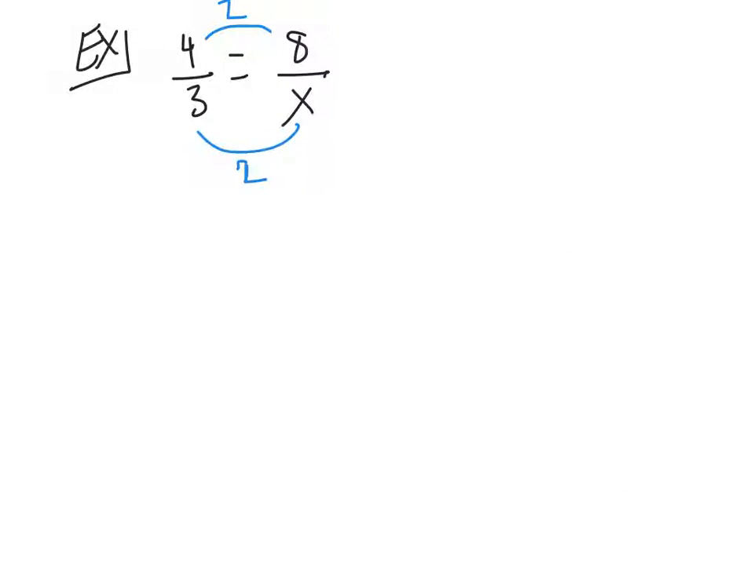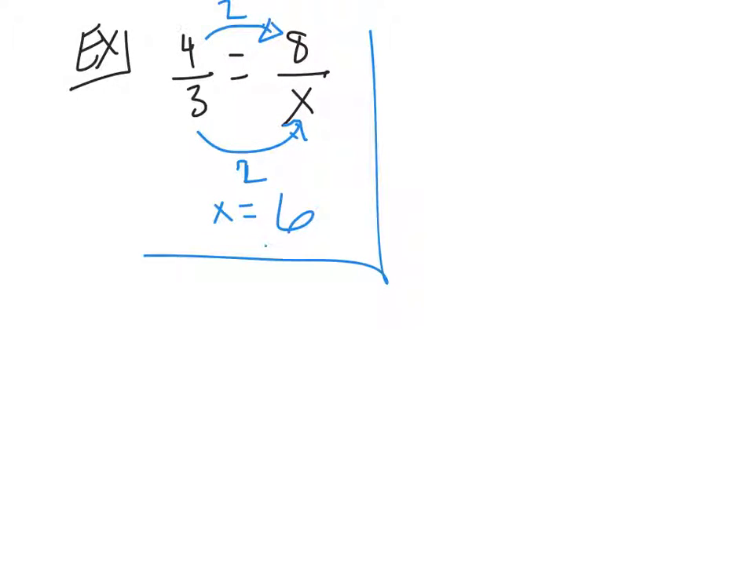So, a couple of examples for you. If you had 4 over 3 is equal to 8 over x, sometimes you can just reason through a problem. You probably could reason through a problem here without having to do any algebra, because you can think about, okay, well 4 times 2 is equal to 8, and 3 times 2 would mean that x has to equal 6, so that these stay proportional. They get larger at the same rate.